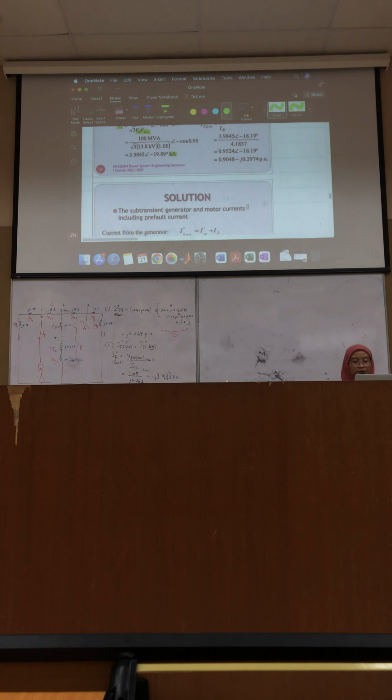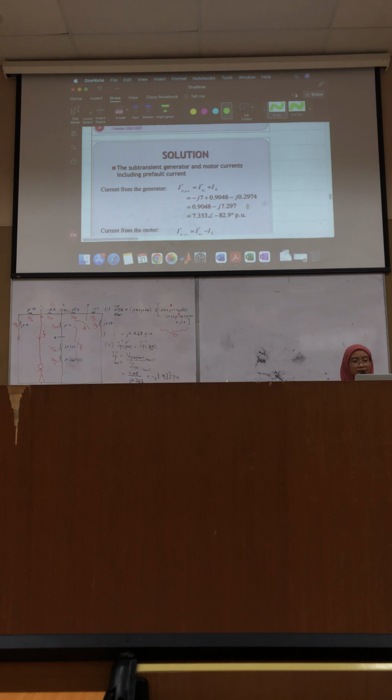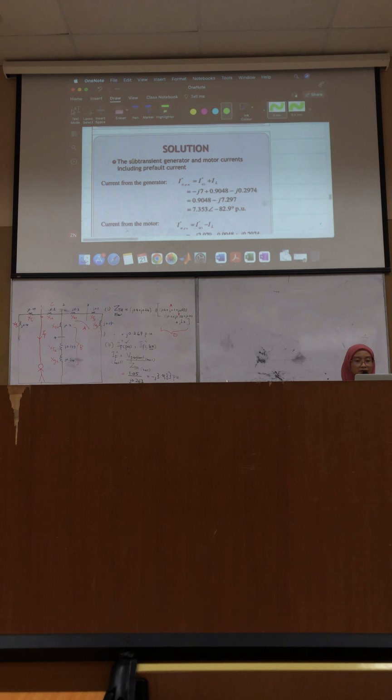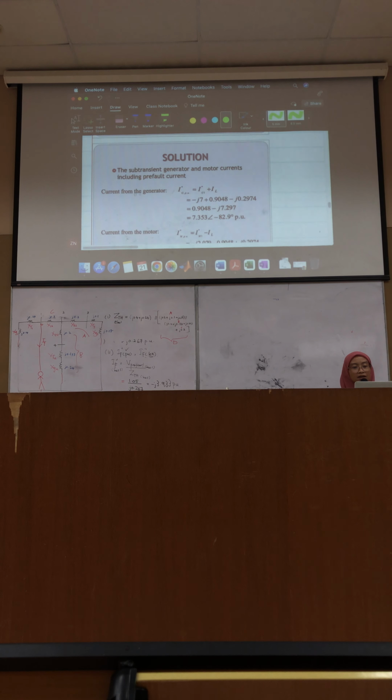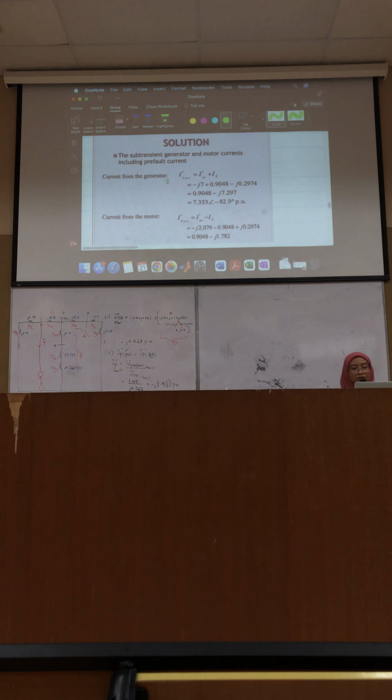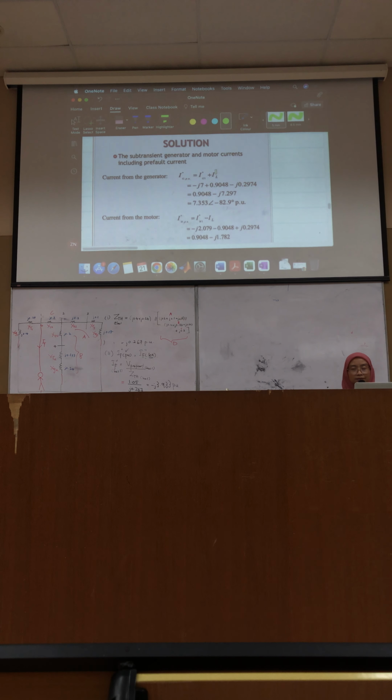Right? So now, soalan dia, dia nak find the subtransient generator and motor current including the pre-fault current. So this one is actually you nak tengok the changes between before and after the fault sebenarnya. Okay, so you nak current from the generator. So I generator which includes the pre-fault current will be equal to I generator plus IL.